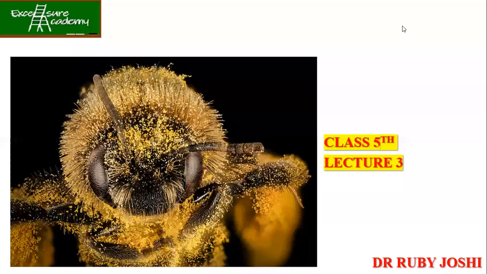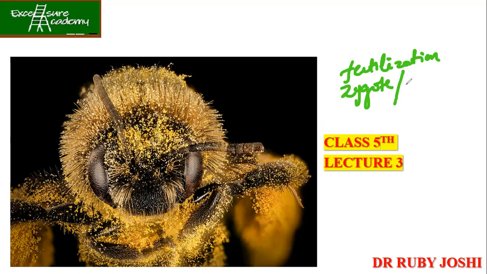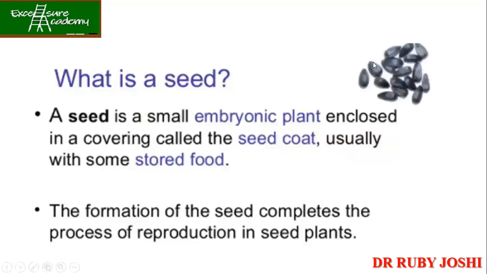So now we'll be doing our third lecture in plant reproduction. We have already discussed fertilization in plants, and we have also discussed what is zygote, what is the female and male reproductive system in plants. All this we have discussed. Now we are going to proceed and learn about seed.